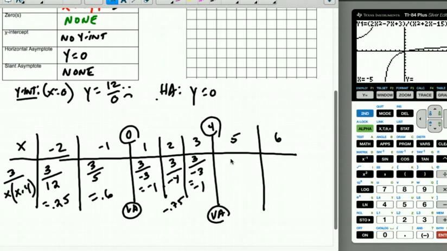When I plug in a 5, I'm going to get, sorry, not a 5 on top, a 3 on top of a 5 times a 1, which is a 5, so that's a 0.6, right? When I plug in the 6, I'm going to get a 3 on top of a 6 times a 2, which is a 12, so that's a 0.25.